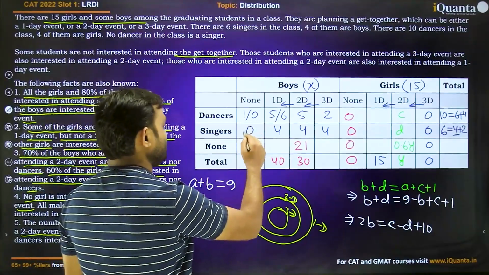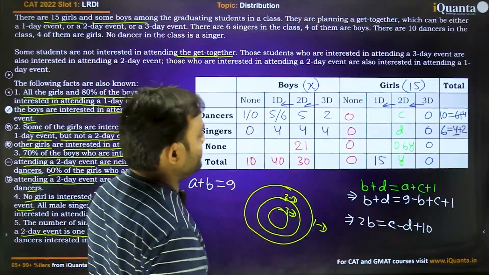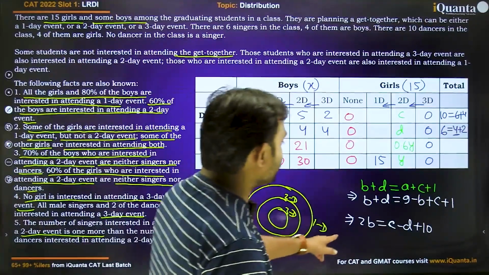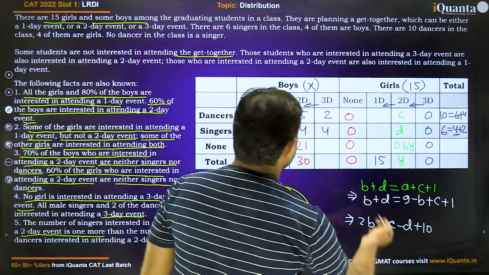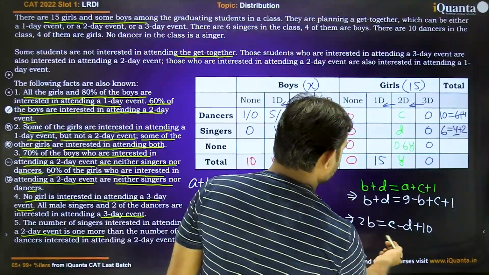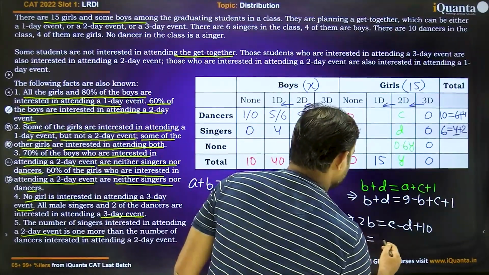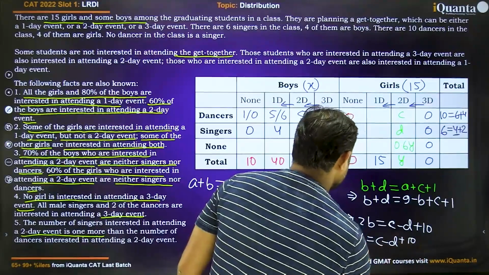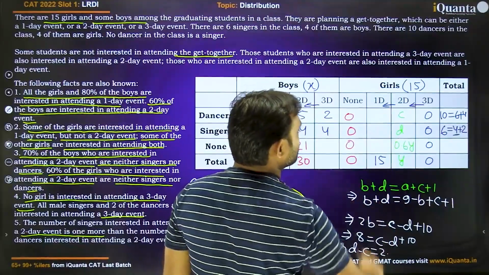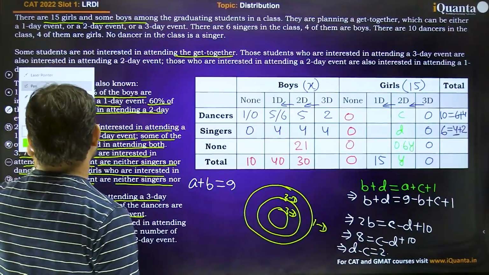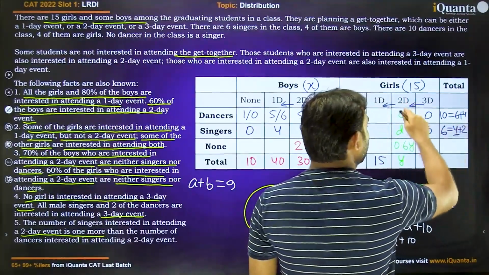This value must be 0, because the total number of singers is 4 and all of them are interested in attending the 1-day event. Now, you can put the values here. If you put the value of d here as 2b, and b was equal to 4, so 8 is equal to c minus d plus 10, or we can say d minus c is equal to 2. What is 2 here? If we check carefully, the number of girls who are dancers is 2. Now, d minus c is equal to 2.